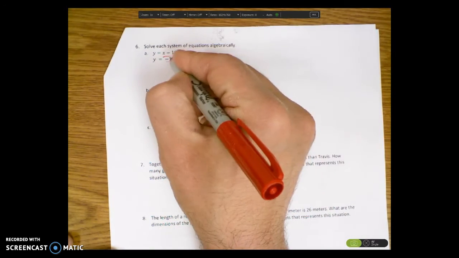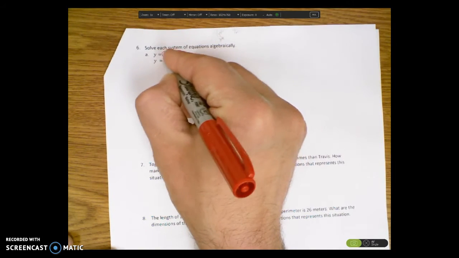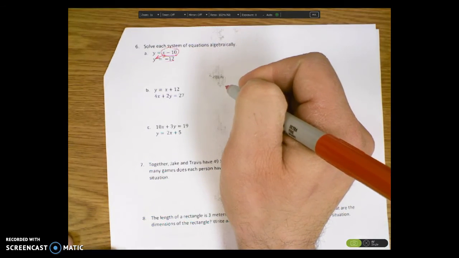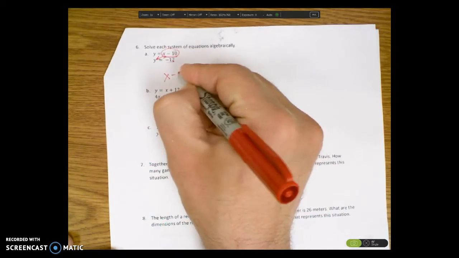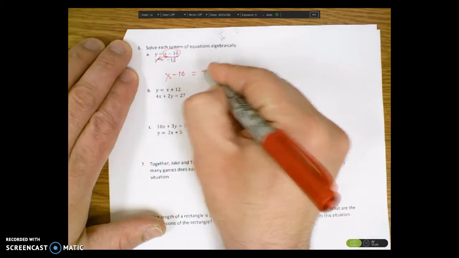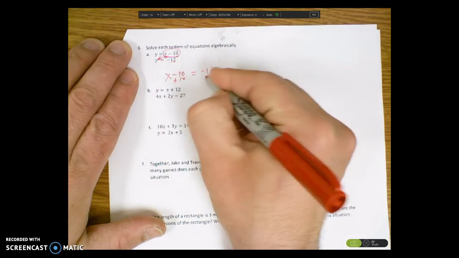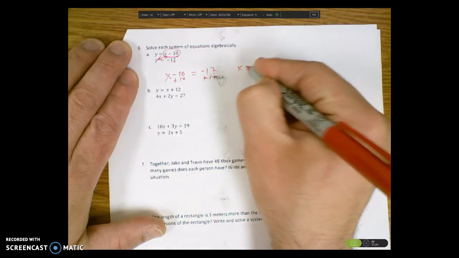All right, so essentially I'm going to put the 10 minus x into that y. That's the substitution. Okay, that leaves me with x minus 10 equals negative 12. I'm going to add 10 to both sides, and that gives me x equals negative 2.